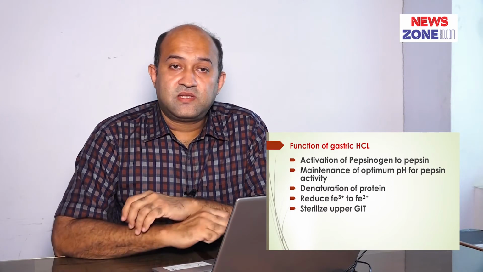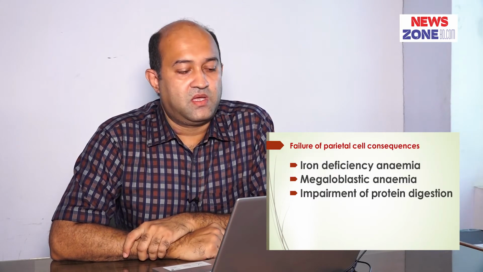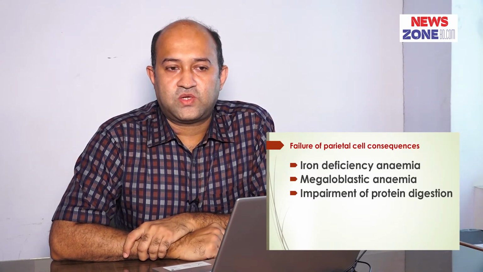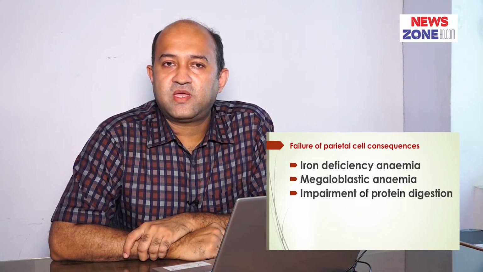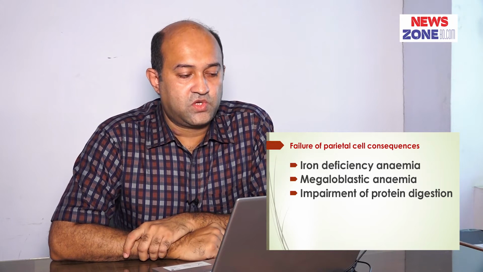So if the parietal cell fails to deliver the hydrochloric acid and intrinsic factor, what will happen? Iron deficiency anemia and megaloblastic anemia can be caused by this failure.